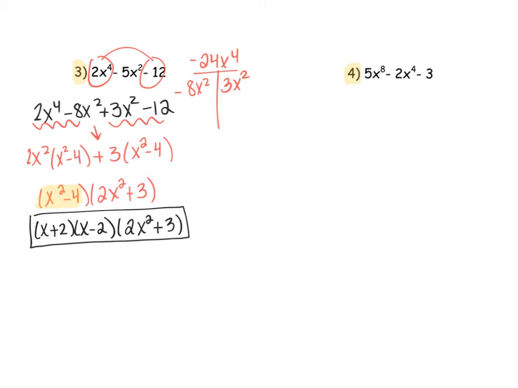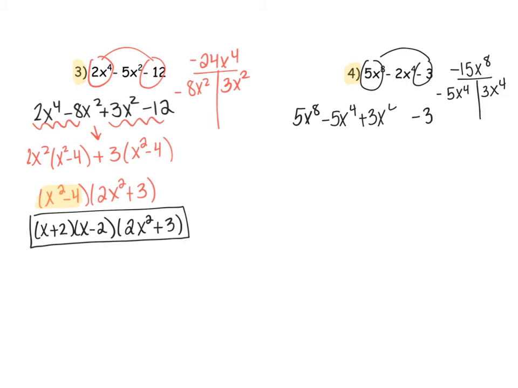All right, so for number 4, same kind of concept. Multiply the first and the last. So 5 times 3 is negative 15x to the 8th. And for negative 15x to the 8th, I need a pair that adds to negative 2. So that was 5x to the 4th and 3x to the 4th, but a negative 5 and a positive 3. So I brought down my first term, and I brought down my last, and I filled the middle with negative 5x to the fourth plus 3x to the fourth.